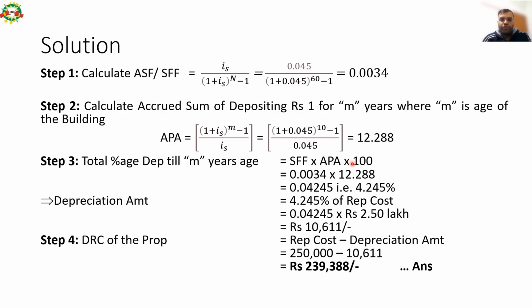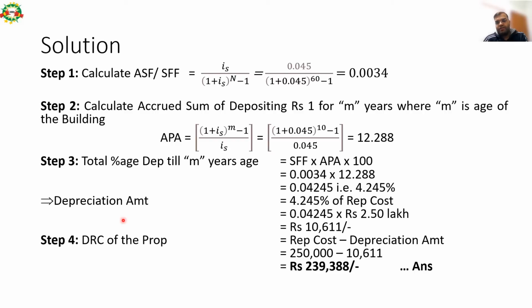So the total 4.245% is the depreciation of the building till mth year, the cumulative depreciation. That means the depreciation amount is equal to this depreciation percentage we have calculated, multiplied by the replacement cost, given in the question, which is 2.5 lakh rupees. So the depreciation amount of the building is 10,611 rupees.